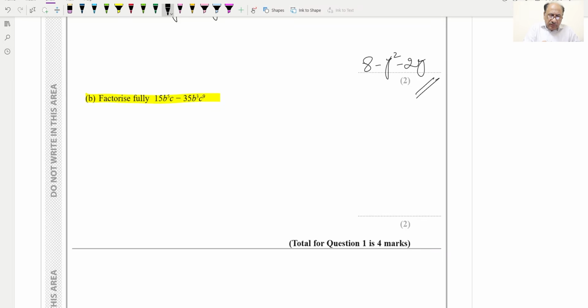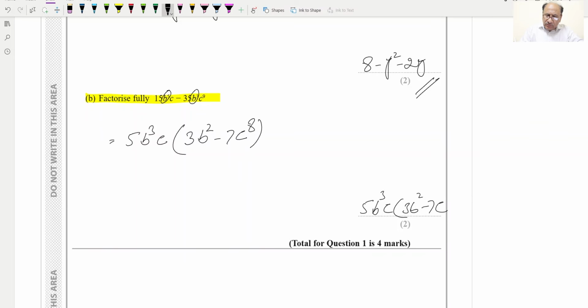This one we have to factorize. We'll have to take the maximum common factor, and 5 we can take common. What else can we take common? b cubed and b to the 5, so we can take b cubed common, and c we can take common. Inside will be 15 divided by 5, which is 3, so 3b squared, and minus, 35 divided by 5 will be 7, so 7c to the power 7. This will be the remaining portion, and we can provide the answer over here, 5b cubed c into 3b squared minus 7c raised to the power 8, and this is for 2 marks.